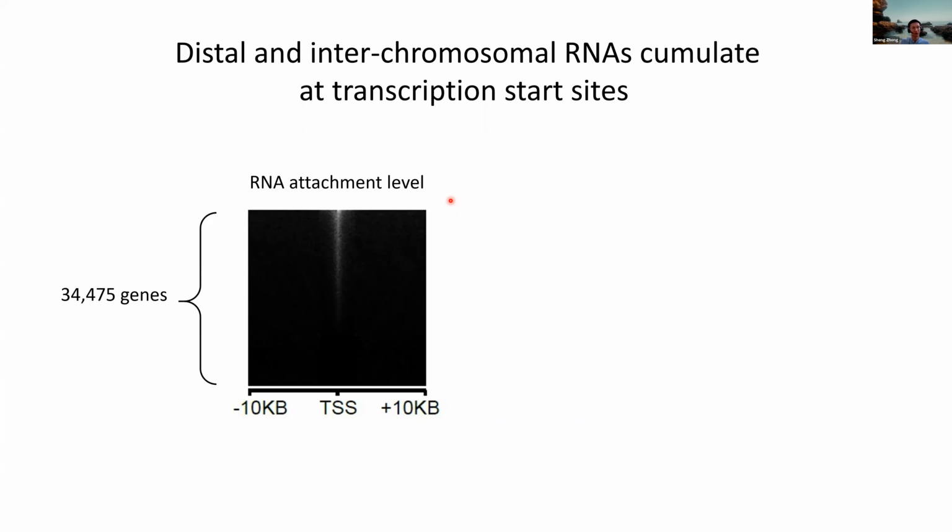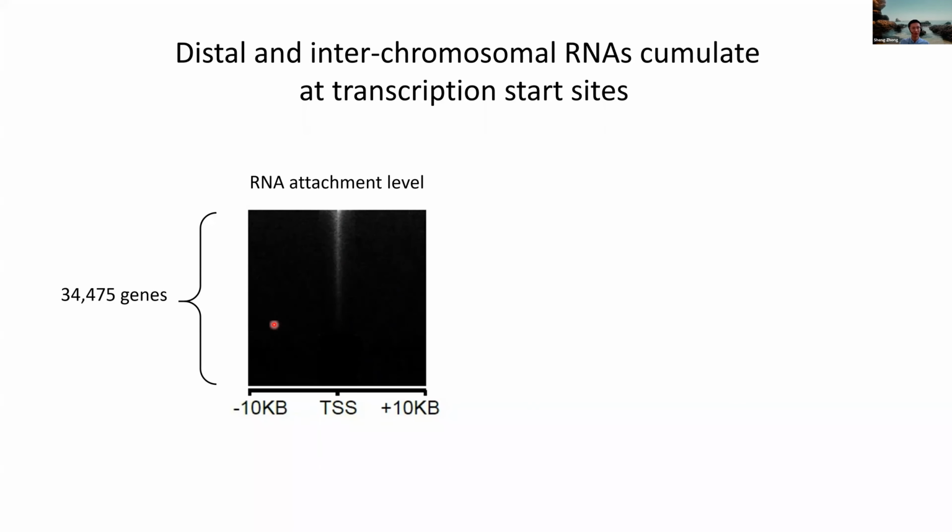So looking across all the transcription start sites of the entire genome, we see that almost always the transcription start site and its immediate genomic neighborhood is where the chromatin-associated RNA is targeting. Whereas if we go further upstream and downstream, there's far less RNA attachment. Most of the observed RNA chromatin interactions seem to accumulate right at the center of the transcription start site.